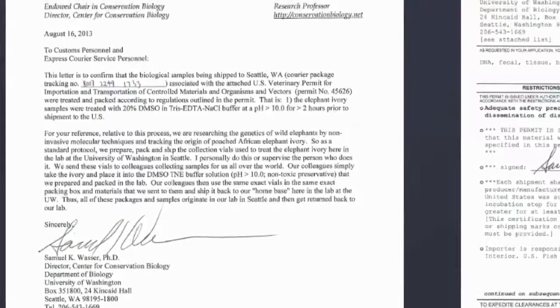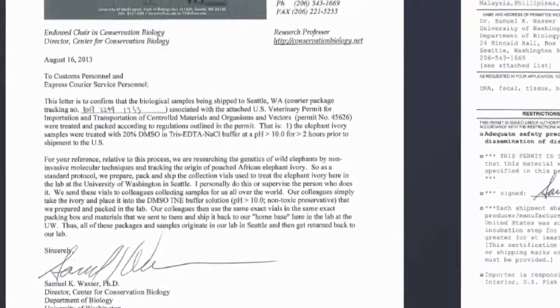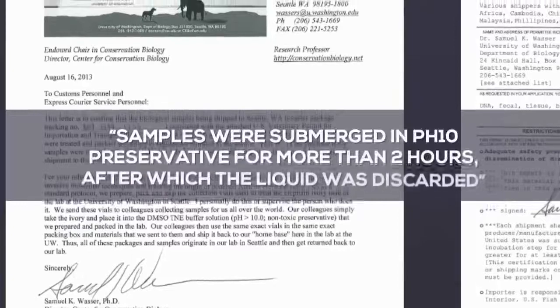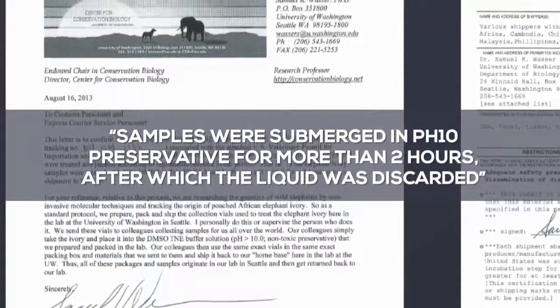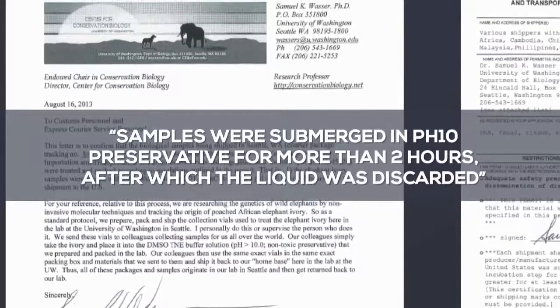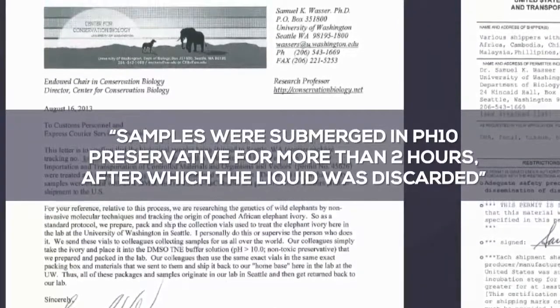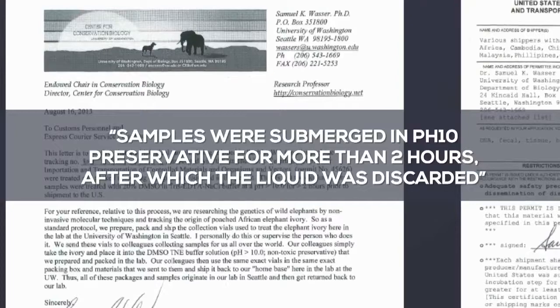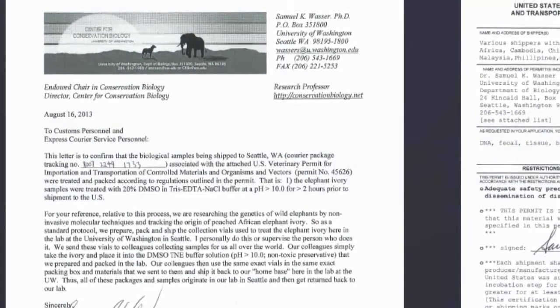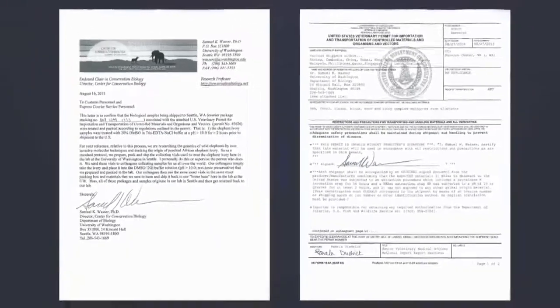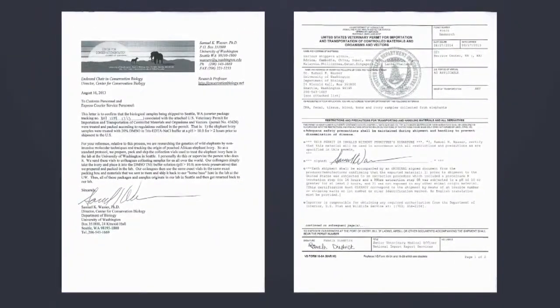An original letter on your letterhead is also required, stating that all samples were submerged in the provided decontaminating solution. That is, state that samples were submerged in pH 10 preservative for 2 hours, after which the liquid was discarded. If you prepared the decontaminating solution yourself, you only need a letter stating that the decontaminating solution was prepared according to the specifications on the USDA permit.